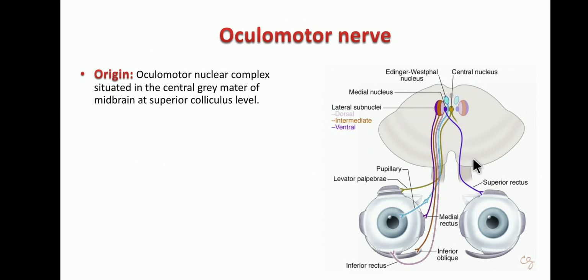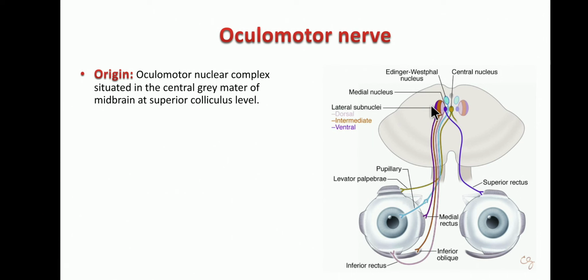Okay. So at the level of the superior colliculus, if you take a section, this is how your midbrain will appear, and this is called the crus cerebri or cerebral peduncle, and here you will have the substantia nigra, which will secrete the dopamine. Okay, and then at the superior colliculus level, one more nucleus will be there, which is not shown here, that is the red nucleus. So I don't want to go into those details because all that will be covered in the neuroanatomy session. So now coming back to the oculomotor nerve.